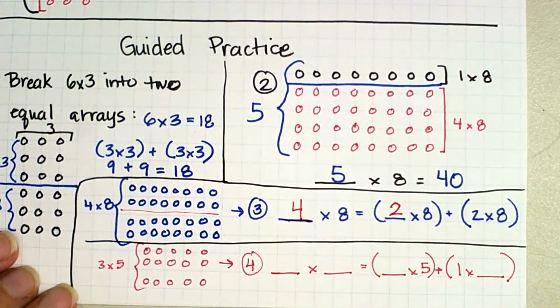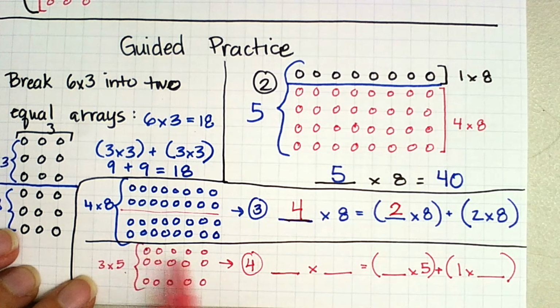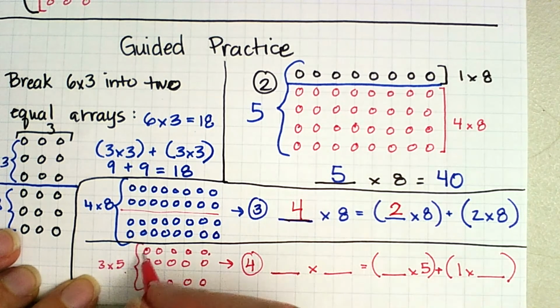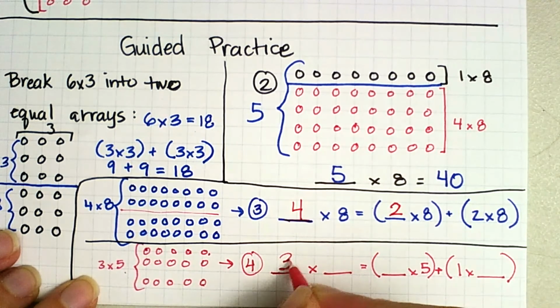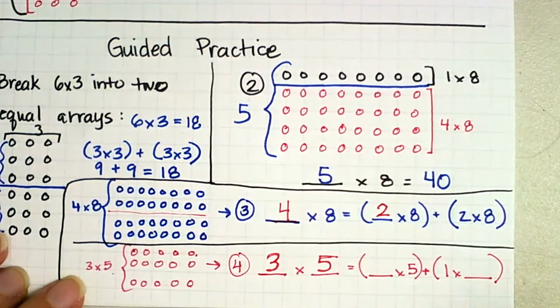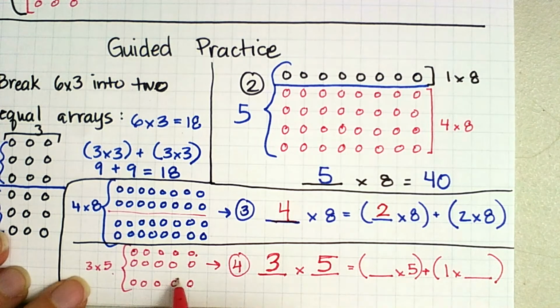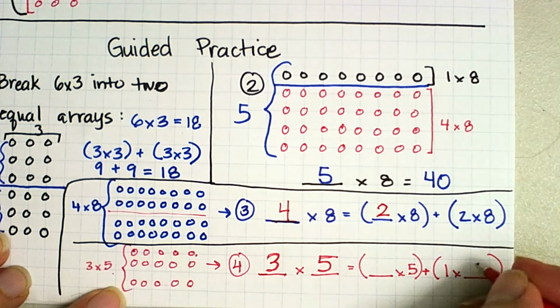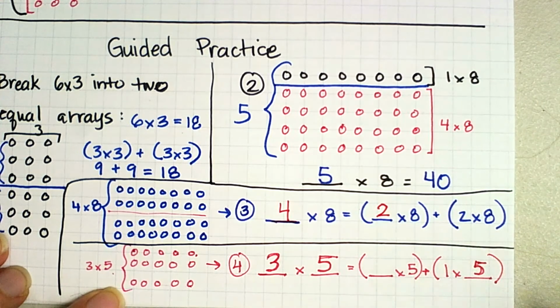Now for our last question down here, for number 4, they gave you an array that looks like this. They told you on the side that it's a 3 by 5 array. So we have 1, 2, 3 rows with 1, 2, 3, 4, 5 in each row. So we know that our main multiplication, our big array, is 3 times 5 because we have 3 rows with 5 in each row. Now, we know that it's going to be something times 5 because there's 5 in each row. And we know that one group is made up of 1 row, and we know there's 5 in it, so we can fill that part in right away. We know it's going to be 1 times 5.